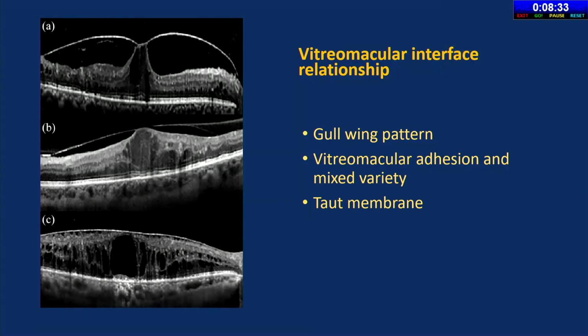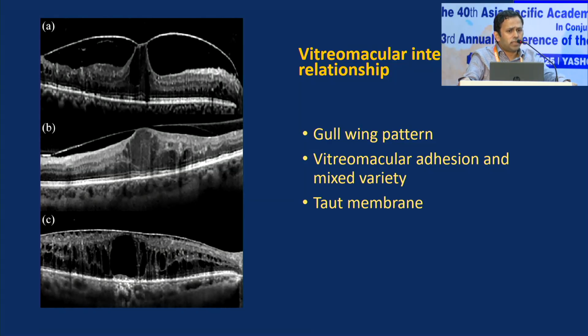Various types of vitreomacular tractions have been defined. The most evident ones are the gull-wing type of traction, where you have a pinpoint kind of traction. Relieving these tractions immediately helps in relieving the macular edema, at least structurally. Functionally, it may take some time for it to improve.